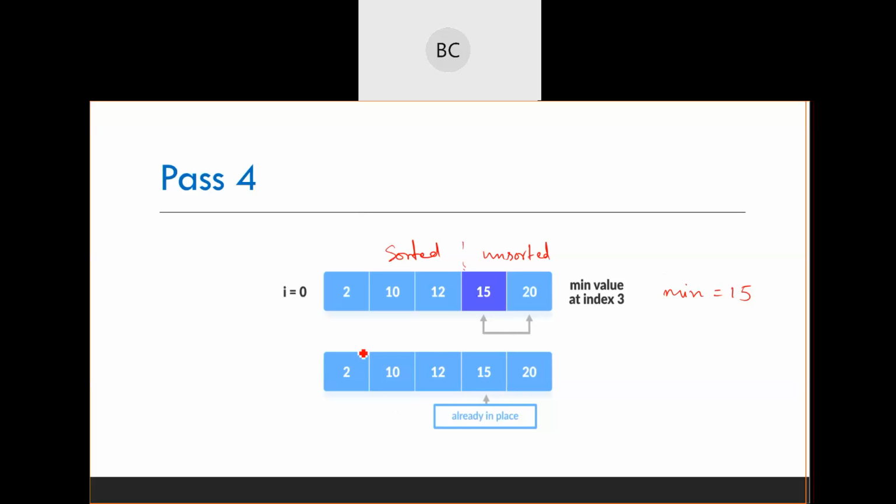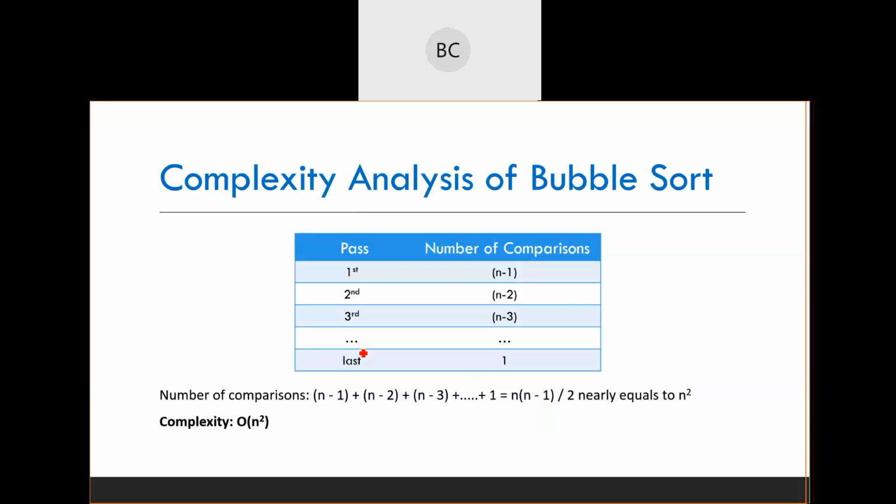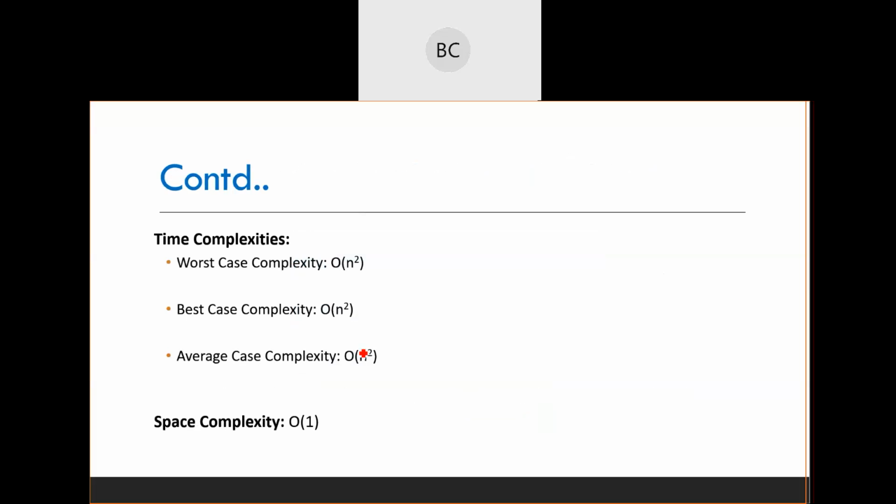So how many elements here? 5. So the number of passes is 4. It's just like the bubble sort. What happens in bubble sort? The largest element goes to the last position, and in case of selection sort, the smallest element goes to the first position. So complexity analysis is also the same. There will be n minus 1 comparisons. So time complexity is O(n squared) and space complexity is O(1).